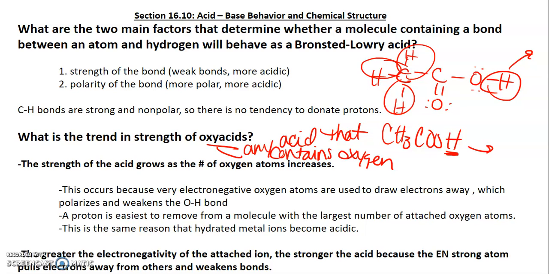That was mentioned in an earlier video, where we talked about hydrated metals. And the greater the electronegativity of the attached atom, the stronger the acid, because the electronegative atom is going to pull the electrons away from the other substances, and when that happens, it weakens the bond. Questions relating to this are typically multiple choice because they're very conceptual. They don't require any calculations. These are ideas that lend themselves really well to multiple choice type questions.